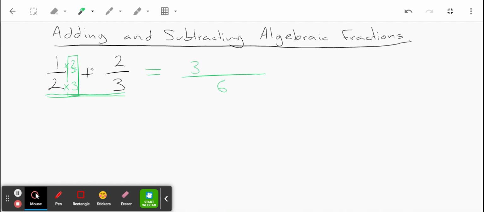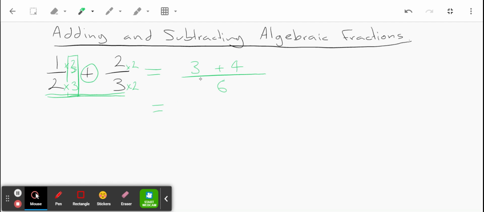For the second one, we have a plus sign in the middle, so we put the plus sign in the middle. And then on the right, we have 2 over 3. To make the denominator 6, we need to multiply that by 2. We multiply the bottom by 2, we multiply the top by 2. So we're multiplying by 2 over 2, which is effectively 1. So 2 times 2 is 4. So our answer is 3 plus 4 over 6.